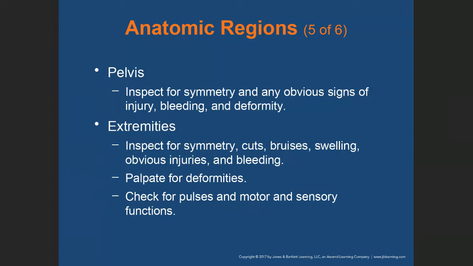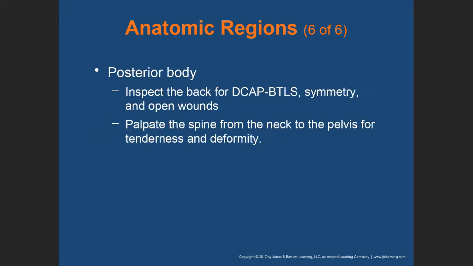Extremities: inspect for symmetry, cuts, bruises, swelling, obvious injuries, and bleeding. Palpate for deformities. Check for pulse, motor, and sensory functions. The same checks that you did from head to toe, anterior, you need to do them posterior. So inspect the back for DCAP-BTLS, symmetry, and open wounds. Palpate the spine from the neck down to the pelvis. So you're looking for step deformity. You're going to run your fingers down the spinal column to see if there's any deformity or tenderness in the area.